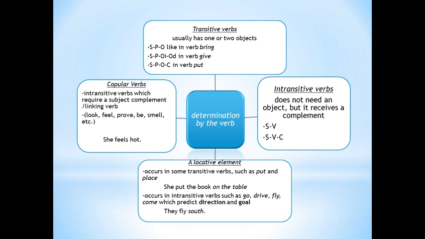She put the book on the table. Di on the table di sana ada locative element atau elemen wilayah atau tempat. Kemudian locative element terjadi pada kata kerja intransitif seperti go, drive, fly, come yang memprediksikan direction atau arah and goal atau tujuan. They fly south.